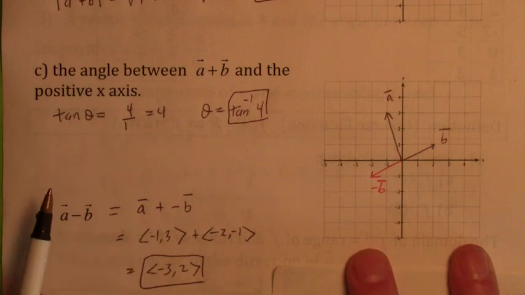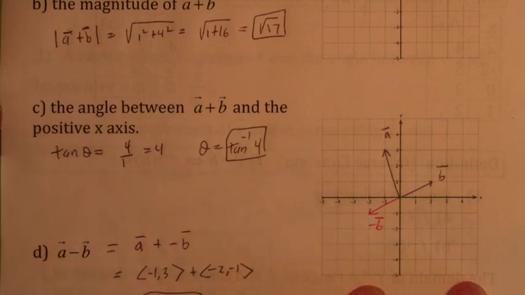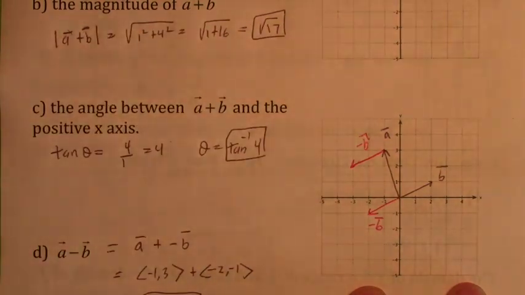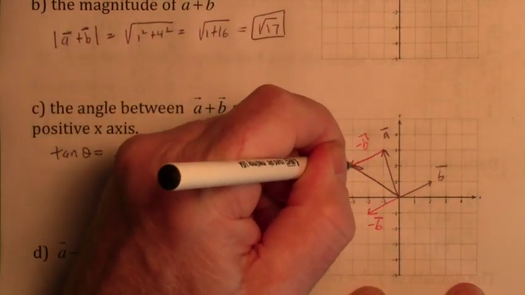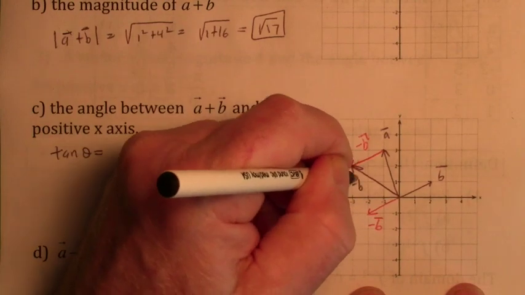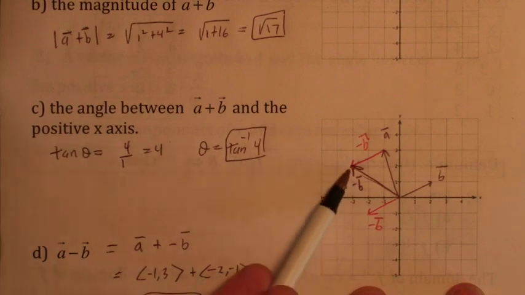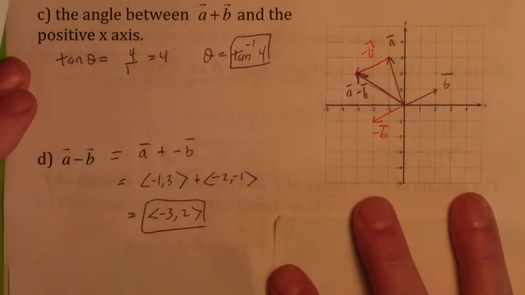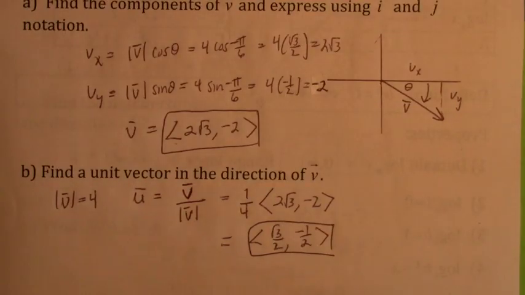But the geometric interpretation is you would take b, multiply by negative 1, and then move negative b over to the tip of a. This is negative b. And you form this new vector from the 0 to the tip. This would be a minus b, this vector right here. Notice the coordinates of the terminal point of that vector is negative 3, 2. So there is an interesting geometric interpretation of addition and subtraction.